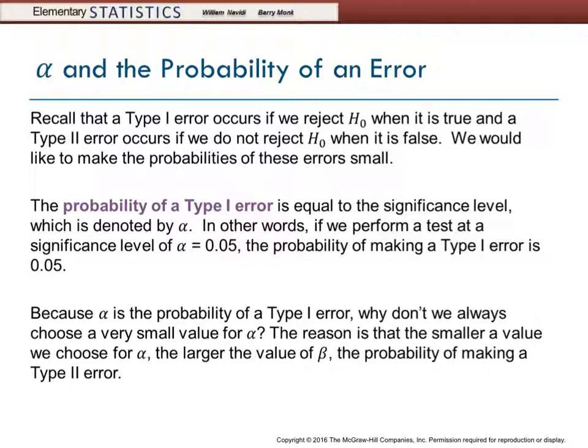Because alpha is the probability of a type 1 error, why don't we always choose a very small value for alpha? The reason is the smaller the value we choose for alpha, the larger the value of beta, the probability of making a type 2 error.